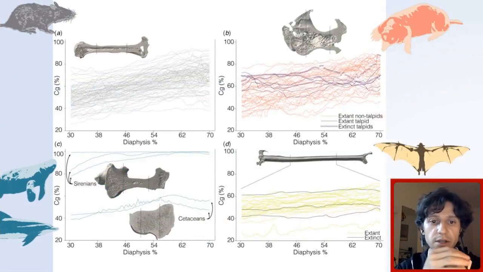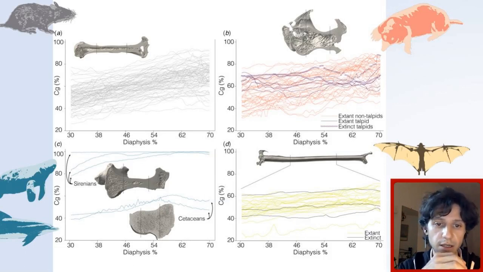So for the first main result, the general condition for mammals found in virtually all terrestrial species is to increase diaphysis compactness proceeding distally, as seen in the panel A. A similar pattern is found in most subterranean species, shown in panel B, with the notable exception of subterranean talpids, so the true moles, whose humeral structure tends to be more uniform.